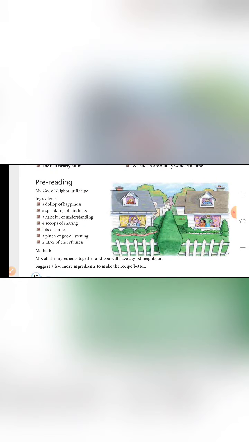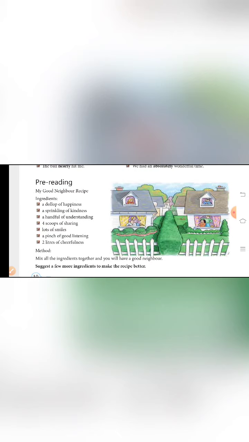Now let's see what the next one is. This is adverbs and all that. This we will do afterward when we do grammar. Now, what is the pre-reading of this story? As I told you, this chapter is about being neighborly, where we will learn how to be a good neighbor. So here, My Good Neighbor Recipe: what things are required to be a good neighbor, right? Here in this picture you can see 2 houses, meaning a neighborhood is being shown, and they are telling us what the ingredients are to be a good neighbor.